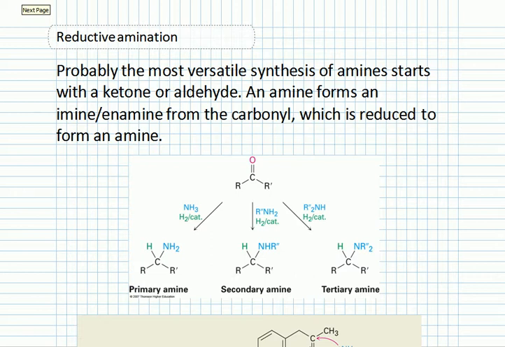Instead, I think the most versatile synthesis of amines, and you can make pretty much any amine this way if it's some kind of alkylamine, will start with a ketone or aldehyde. So that's this right here. This is just a ketone right here. What we do is start by just reacting that ketone or aldehyde with an amine.